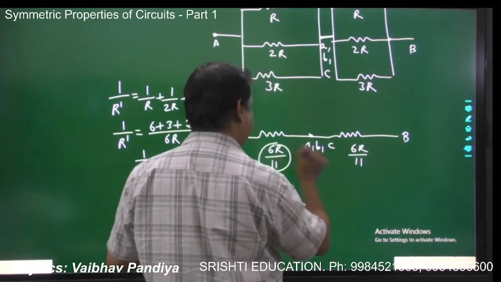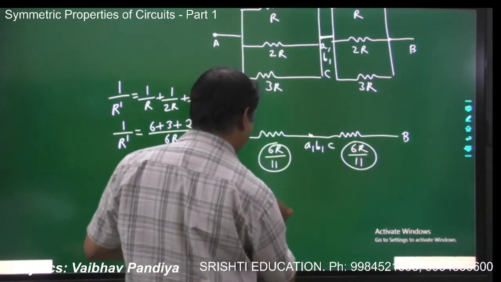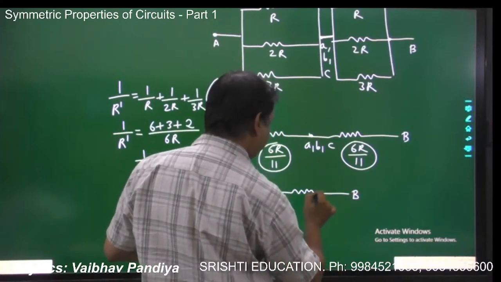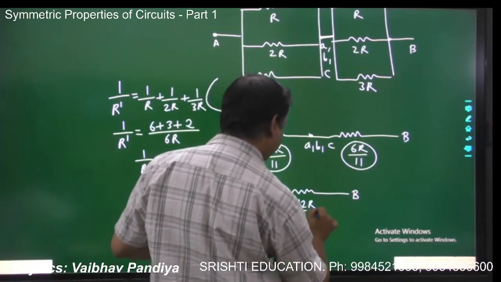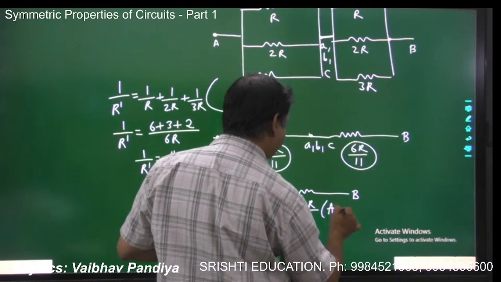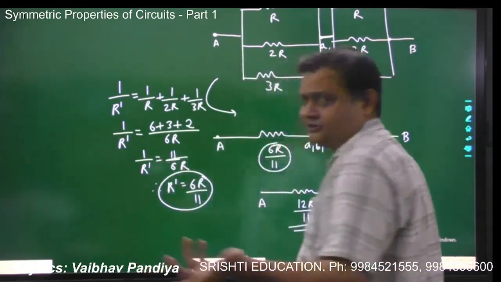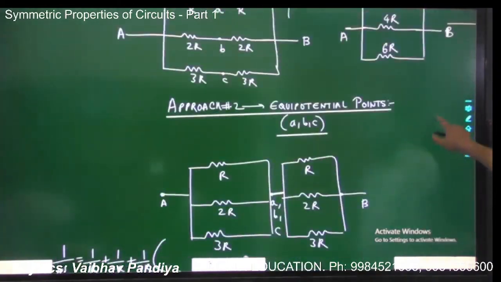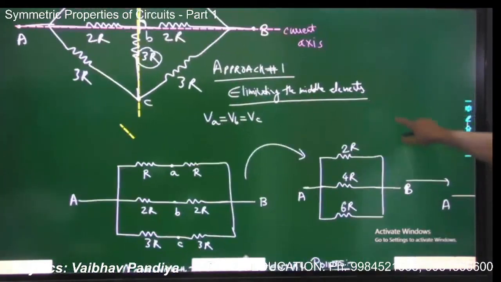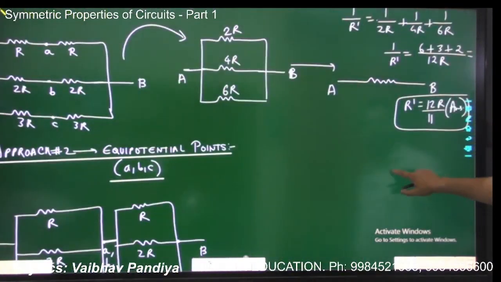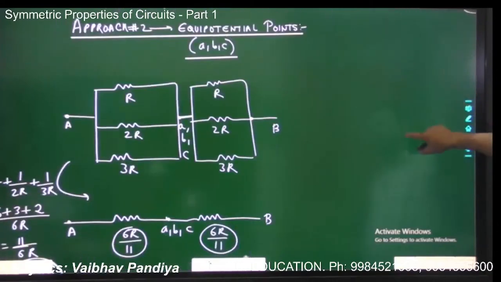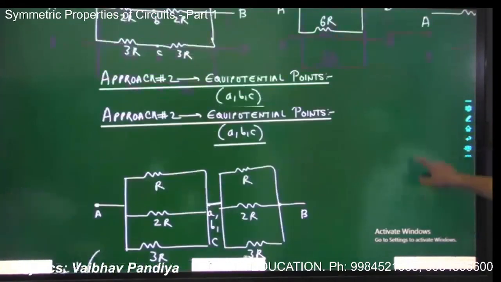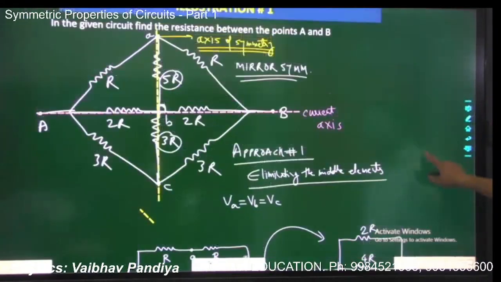Now these two are connected in series combination. So between A and B, you will get 6R by 11 into 2. So 12R by 11 is your answer. Now see, you are getting the same answer, and of course the answer must be the same, because simply applying a different approach won't affect your answer. So by approach 1, you are getting the same answer, 12R by 11, and by approach 2, treating them as the same point, you are getting the answer 12R by 11. Got it? So this is how we did illustration 1.